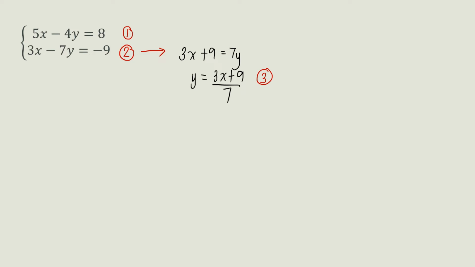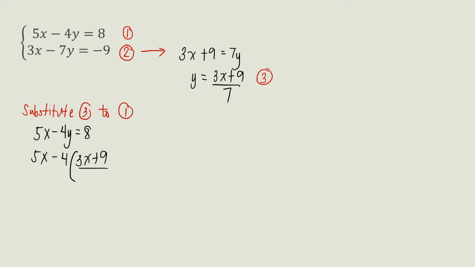Next is to substitute your third equation to the other one that we haven't used, which is equation 1. Let me copy the first equation: 5x minus 4y is equal to 8. So we will substitute equation 3 here. Negative 4, change your y to (3x plus 9) over 7 from equation 3, is equal to 8.